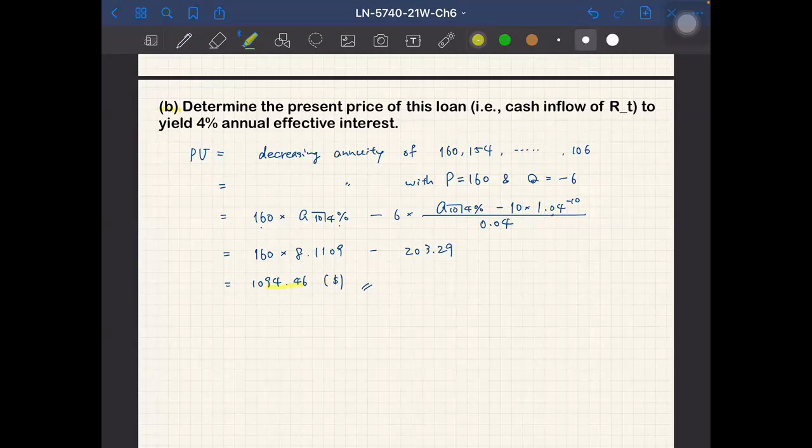That means the present value of the loan gets higher. If interest gets higher, then the bank makes a loss, so the present value is lower than the original loan.